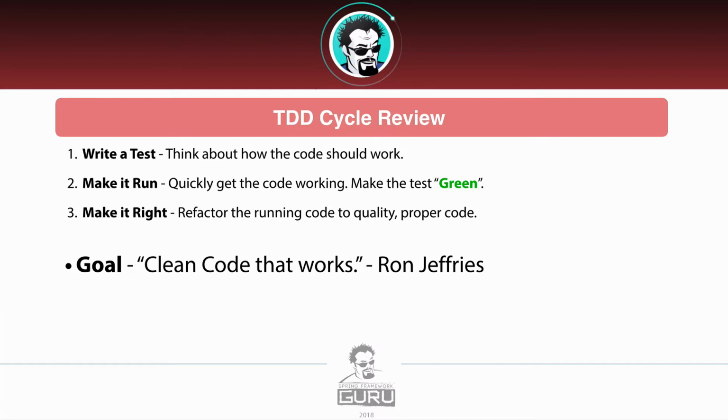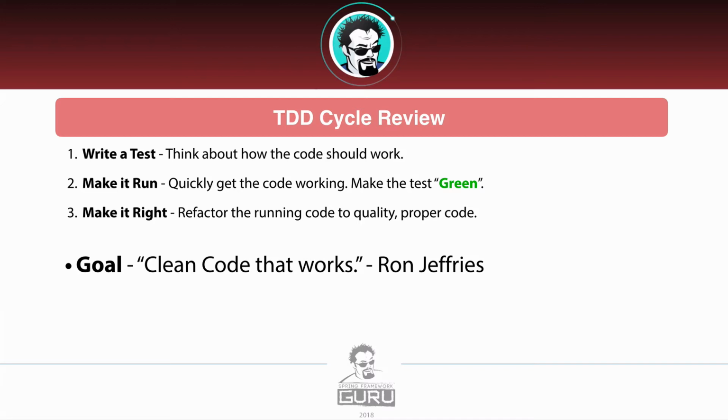So first step, we saw that we wrote a test. So we want to sit back, think about how the code should work, envision a story in our mind, how we're going to structure it, and then come up with a test to test that. And then step two, we're going to make it run. If you remember in the previous example, we had a test, we didn't even have the class yet. So we had to go in and actually implement the class, and we did what we needed to do to make that test go green.